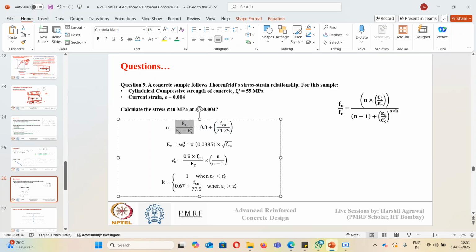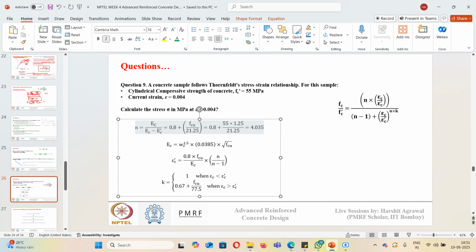We can estimate n since we know the compressive strength, but this is cube compressive strength. So n will be equal to 0.8 plus fcu upon 17.5. How can we convert cylindrical compressive strength into cube? By multiplying by a factor of 1.25. So 1.25 times fc upon 17.5, and this will give me the value of n. If you do this calculation, you will get a value of n as 4.035.